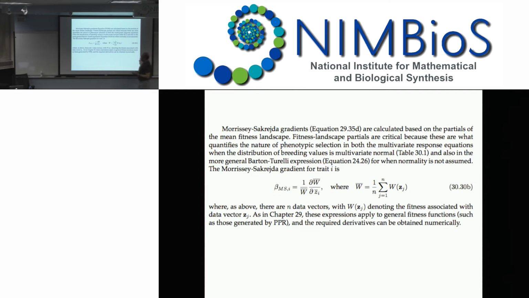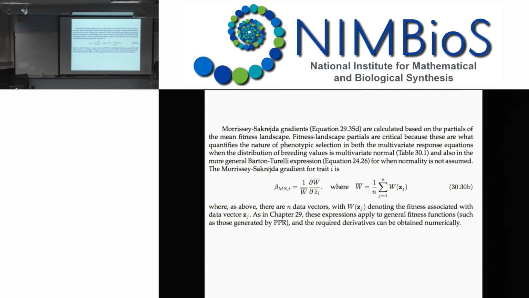Likewise, if Z is multivariate normal, I have this nice feature where the beta, that is the best linear term, corresponds to the gradient with respect to the individual fitness surface. But if I don't have multivariate normality, again, I can use a Morrissey method and calculate this value numerically. So under multivariate normality, the best slope of a linear regression, the average curvature of the individual fitness surface, and the gradient of the individual fitness surface with respect to means are all the same.